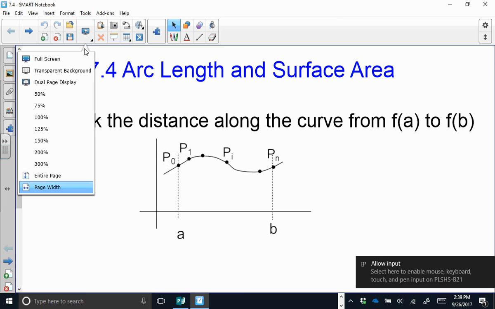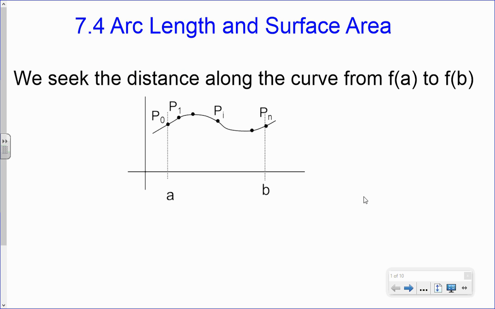We are going to talk about arc length and surface area. Now, if I gave you two coordinates, you could find me the distance between those two coordinates. Linear distance. You've known how to do that since like 7th grade, maybe even earlier. The distance between two coordinates.